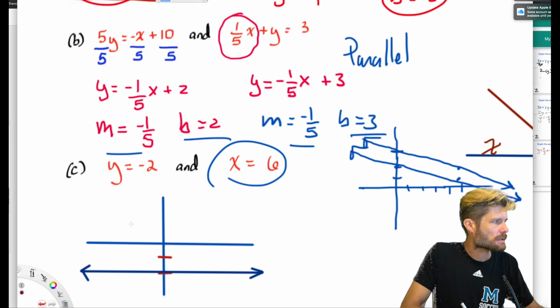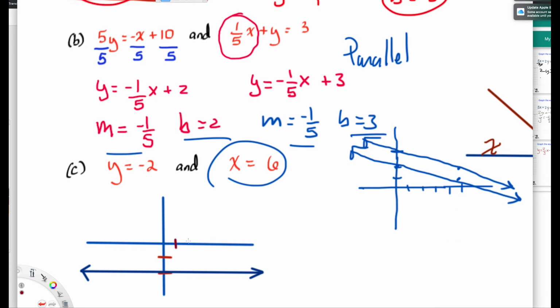X equals 6. That means that we go to 6 on the x. 1, 2, intersect, not parallel.